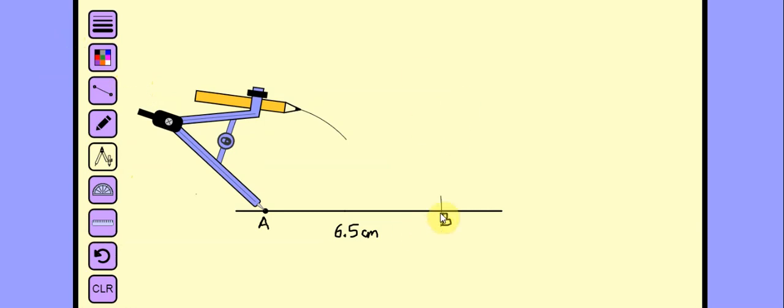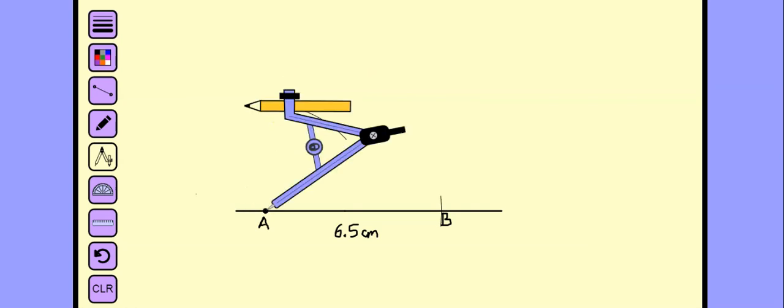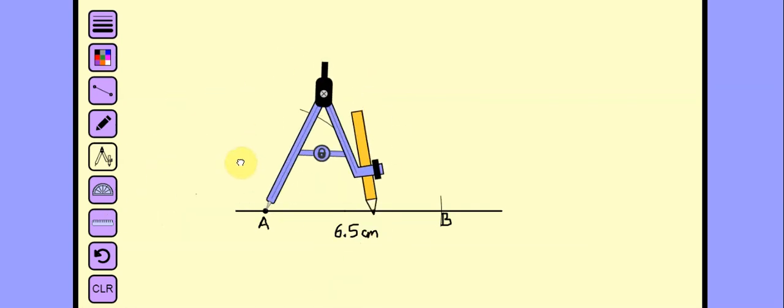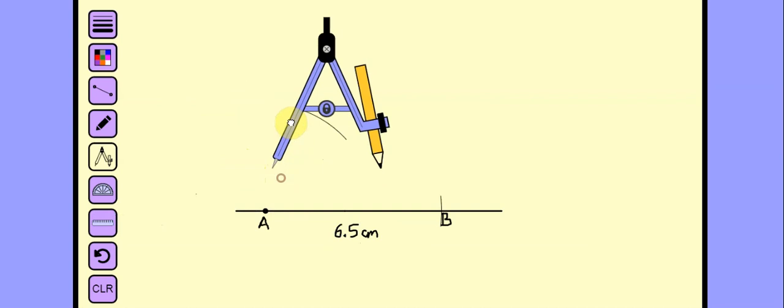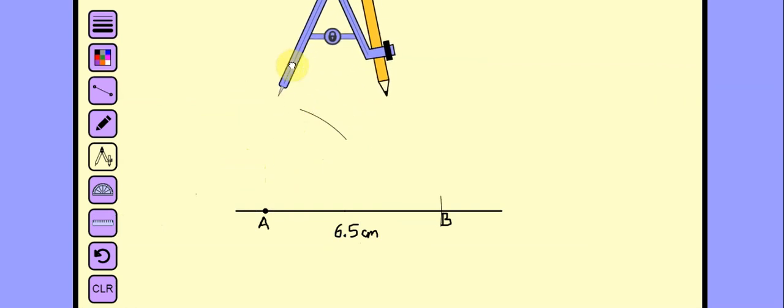So we are expecting the next arc that we're going to construct to intersect this line. So the next arc is going to be 5 centimeters away from B. So we need to actually open now our compass to a separation of 5 centimeters.